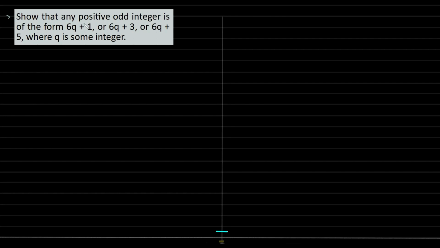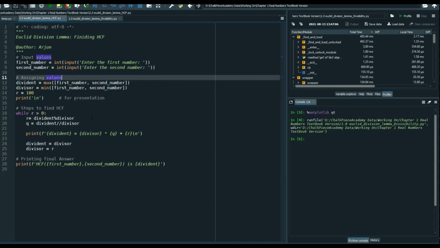Show that any positive odd integer, keyword here, odd integer, is of the form 6q plus 1, 6q plus 3 and 6q plus 5. So let's first understand this. What does it mean? To help us with that, I'll open our coding.